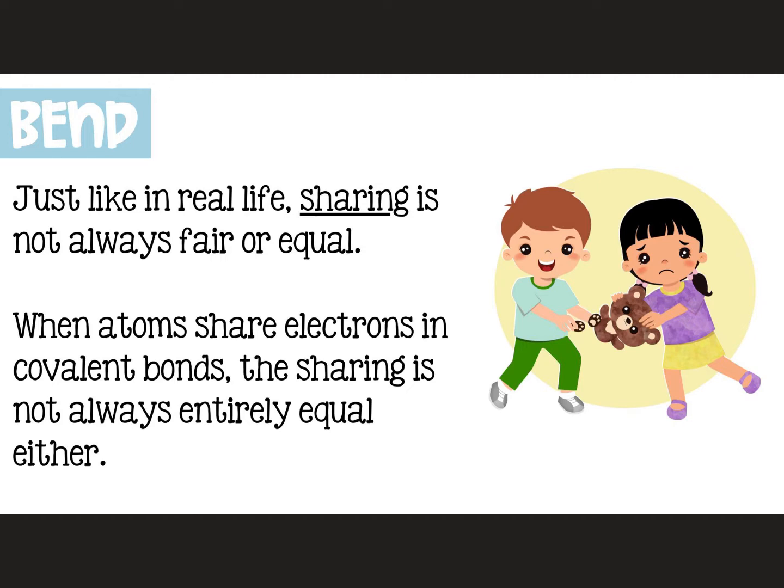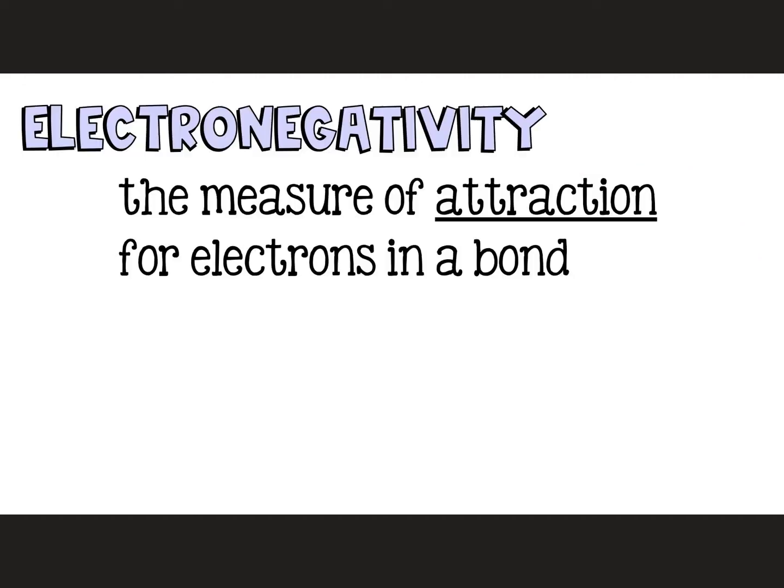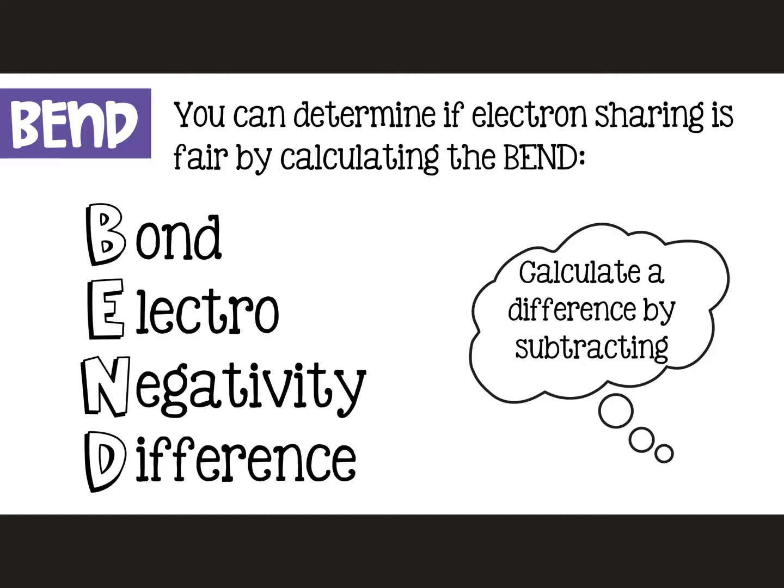So how do you know who gets the bigger share? Well, electronegativity is used to measure the attraction for electrons in a bond. You can determine if electron sharing is fair by calculating the BEND. B is for bond, E is for electro, N is for negativity, D is for difference. Remember, you calculate a difference by subtracting. So, you need to subtract the electronegativities of the two atoms.